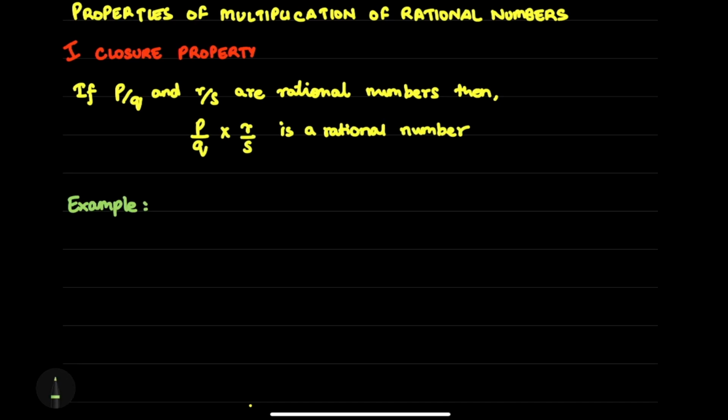Let's understand this through an example. If we multiply minus 2 by 3 and 5 by 7, we get minus 10 by 21, which is also a rational number.